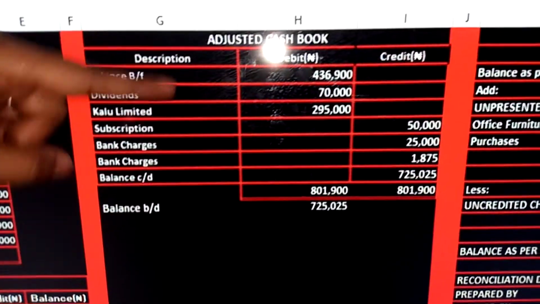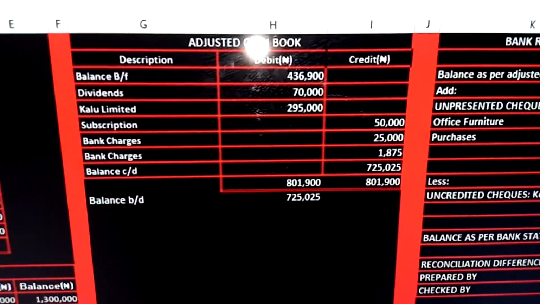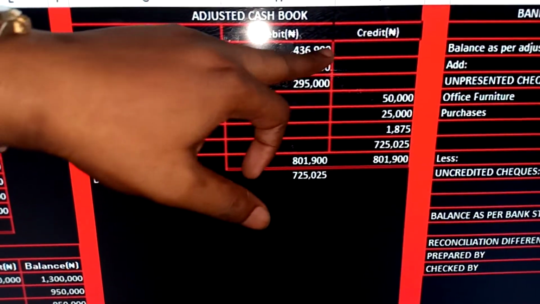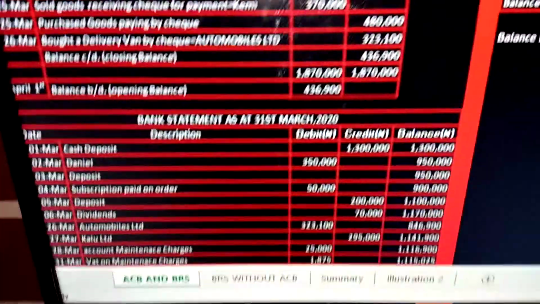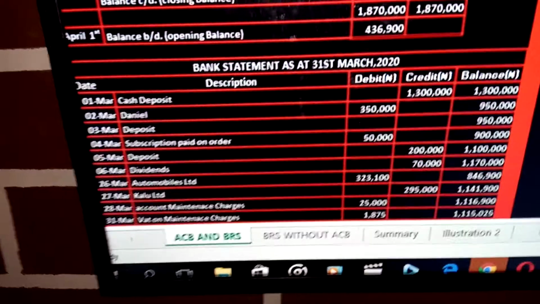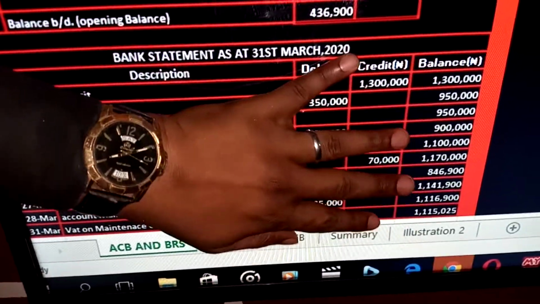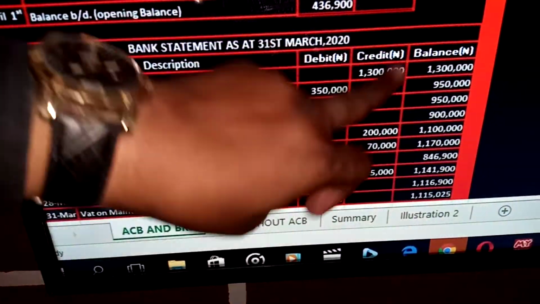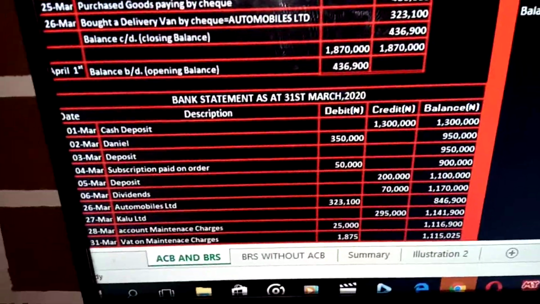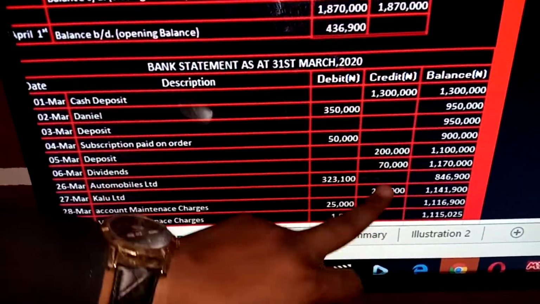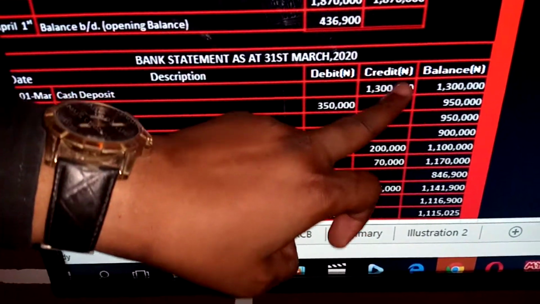So we'll go to our adjusted cash book now. We have the adjusted cash book. Balance brought forward, 436,900 debit balance. Okay? So now let's adjust the cash book. How do you adjust the cash book? You look at your bank statement. Any item here that is not in the cash book must go to the adjusted cash book. So let's treat the credit side first. This is the bank statement credit side here.